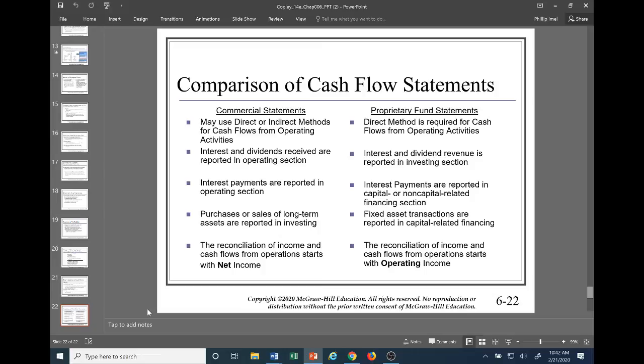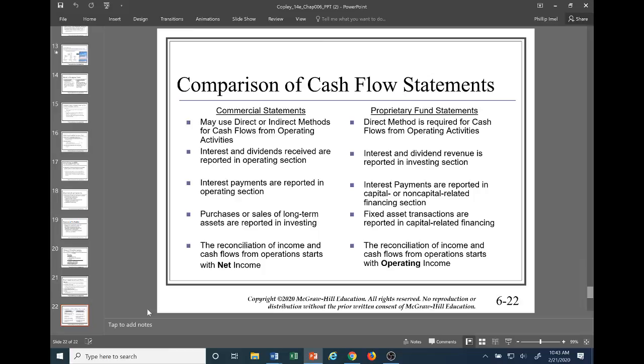For commercial statements, purchases or sales of long-term assets are reported in investing. We already know that. If we're buying or selling fixed assets, it's going to be an investing activity for your commercial statements. For the GASB's proprietary fund statements, fixed asset transactions are reported in capital-related financing. Makes sense, because for capital, it's fixed assets, right? So it's going to be reported there.